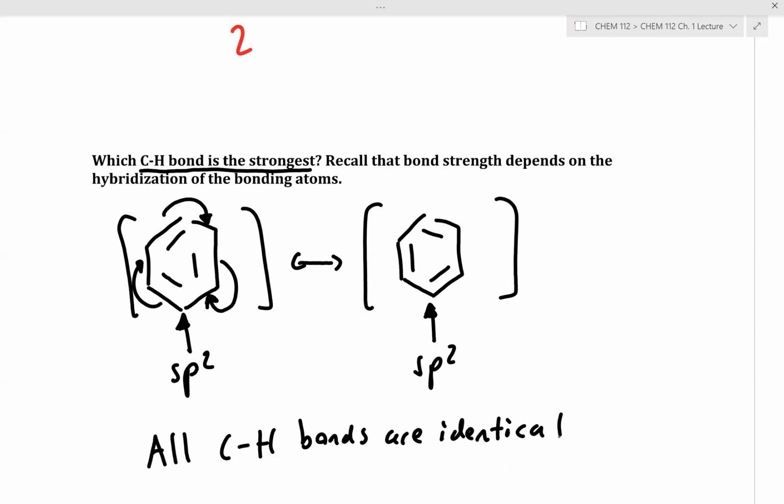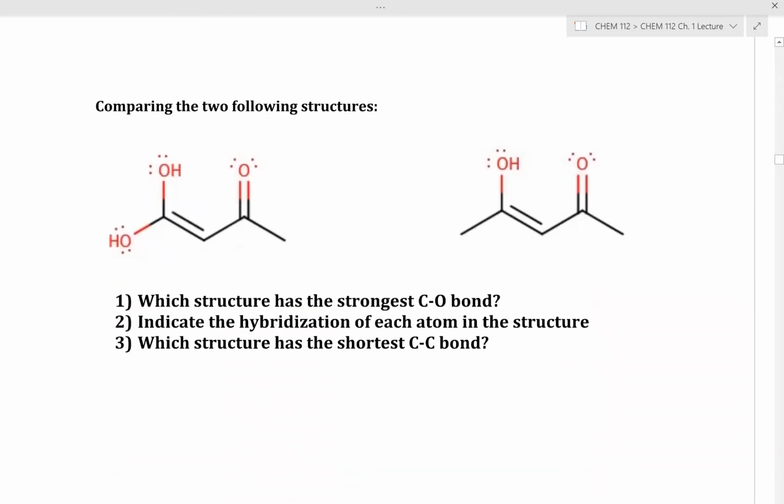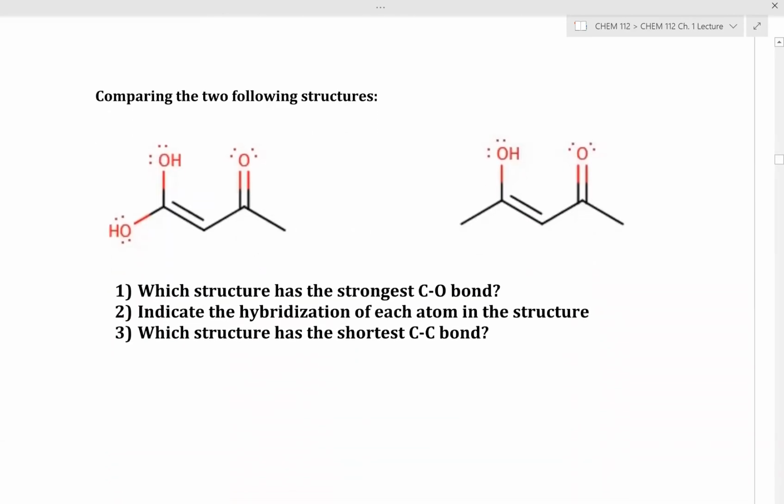Let's try a few more examples. I want you to take a look at the following 2 structures, and I'd like you to tell me which structure has the strongest carbon-oxygen bond. I want you to tell me the hybridization of each atom, and I'd like you to tell me which structure has the shortest carbon-carbon bond. So take a moment to unpack these structures, to draw out the resonance structures for each of these 2 structures, and then take a look at your bond order and your average bond order throughout. So this is the type of question that you potentially see on an exam.